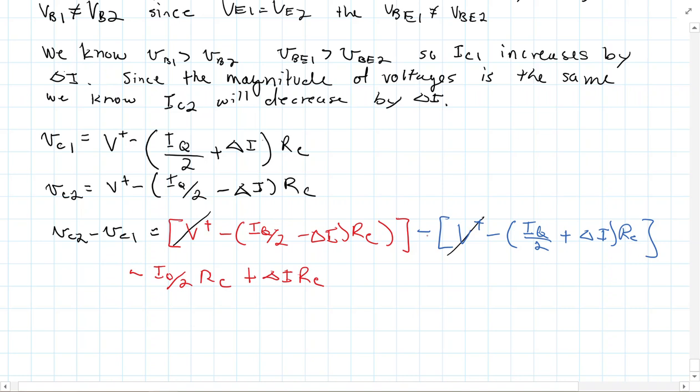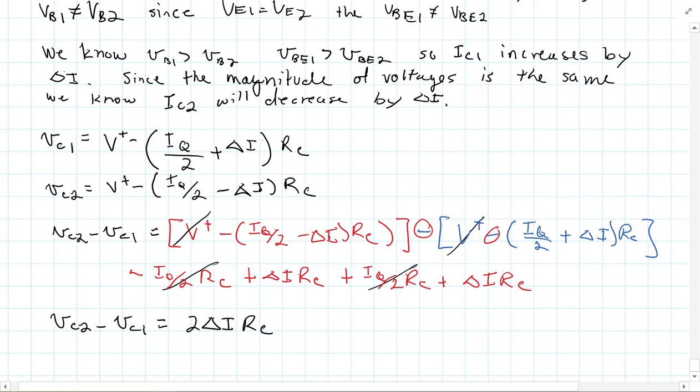Now we have to be careful here. Negative, negative. So that's going to be plus IQ over 2 RC plus delta I RC. And so, again, canceling these terms, we get that VC2 minus VC1 is equal to 2 delta I RC.